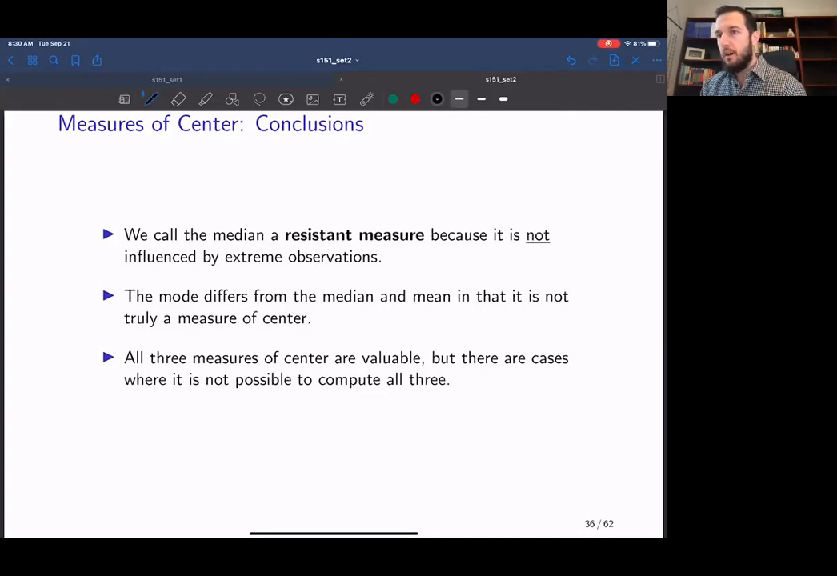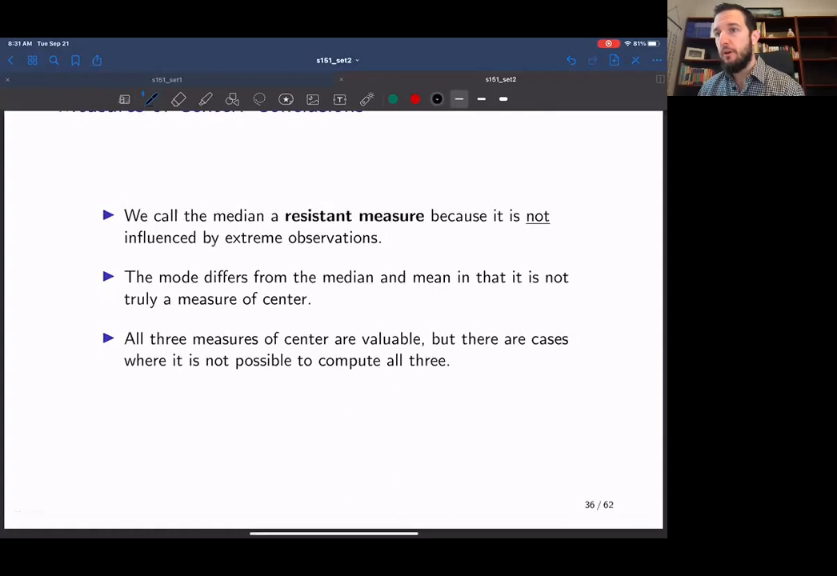We call the median a resistant measure because it's not influenced by the observations. So basically, we say the median is resistant because the skewness does not pull it in either direction, whereas the mean would not be resistant because it gets pulled with skewness. The mode is, again, simply the value that occurs the most. So it's not truly a measure of center, though in the case of symmetry, the mode will be close to the middle of the data set.